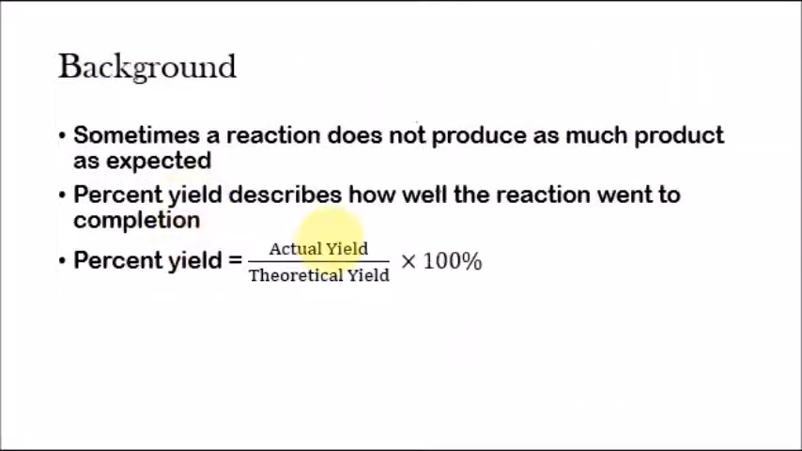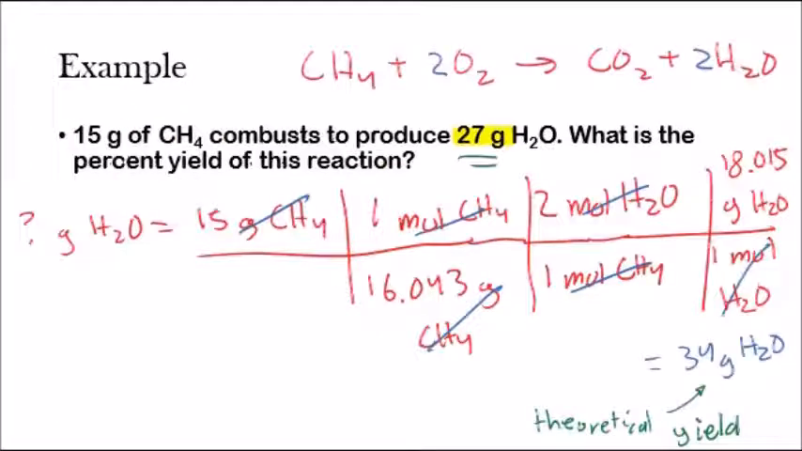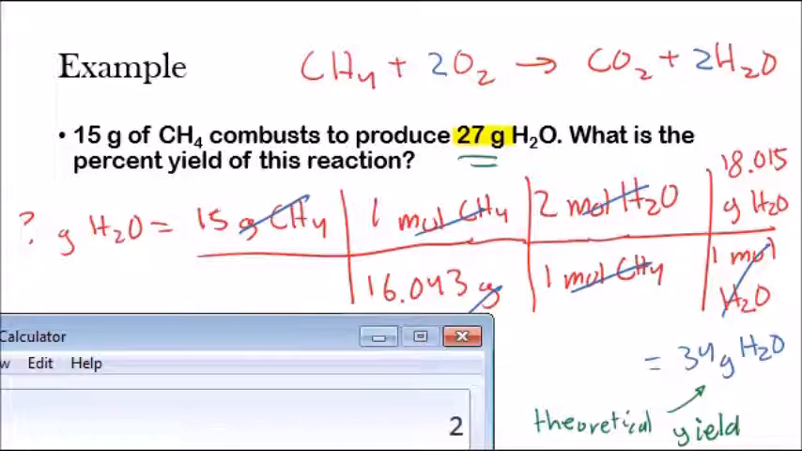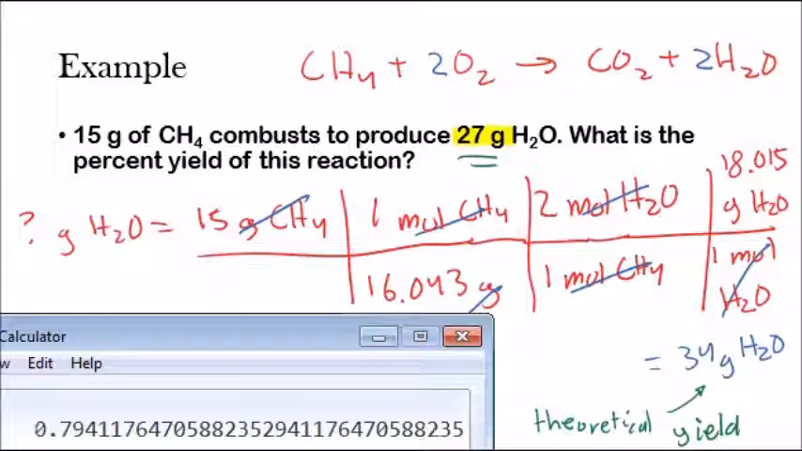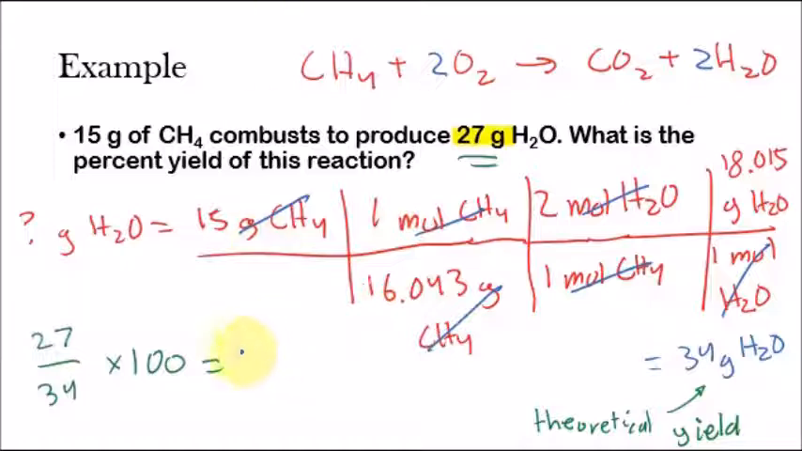So the formula is the actual yield divided by the theoretical yield times 100. So we're going to take 27, divide it by 34, and multiply it by 100. And when we do that, let's go ahead and see what we get. 27 divided by 34 times 100, and we're going to get 79%. So that is the percent yield of this reaction.